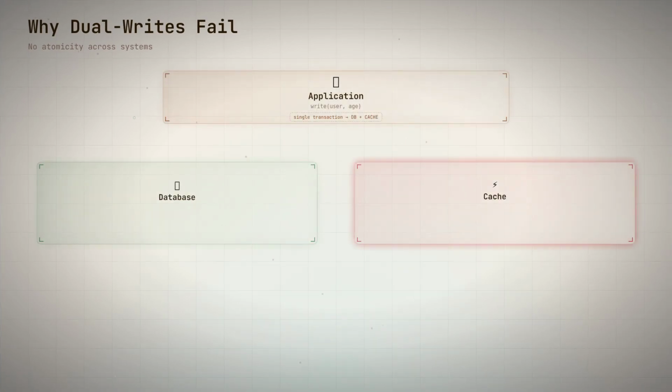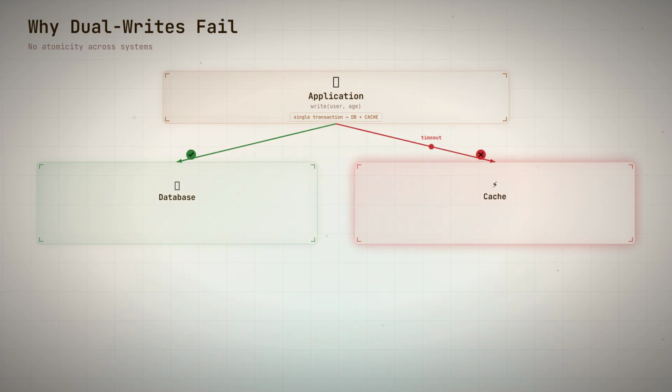Here's the trap. Your application writes to the database and the cache in the same transaction. But transactions don't span systems. Each system runs its own transaction manager. There's no atomicity across a database and a cache.